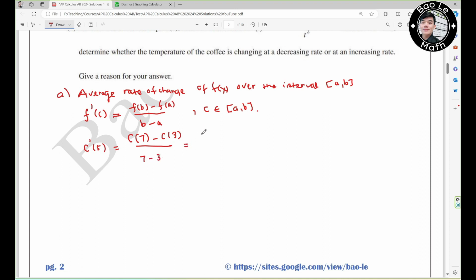C of 7, 69, minus 85 over 4. So 69 minus 85 is negative 16. Negative 16 divided by 4 is negative 4. So negative 4 degrees Celsius per minute.